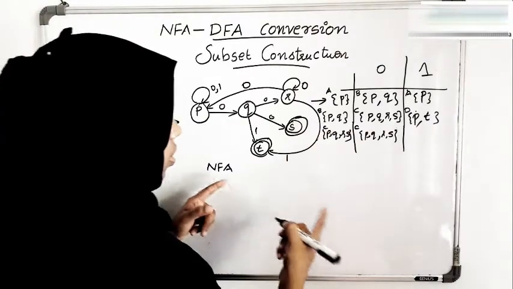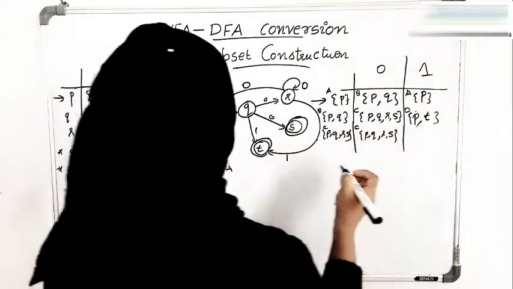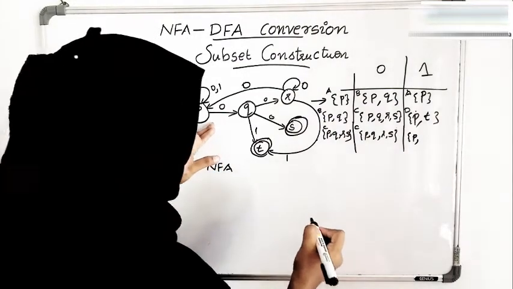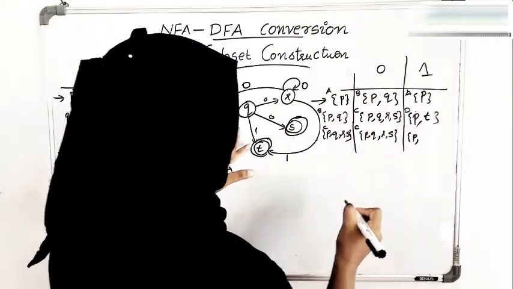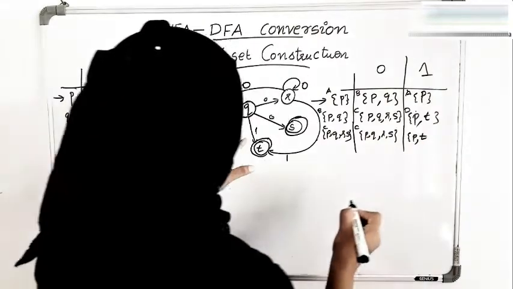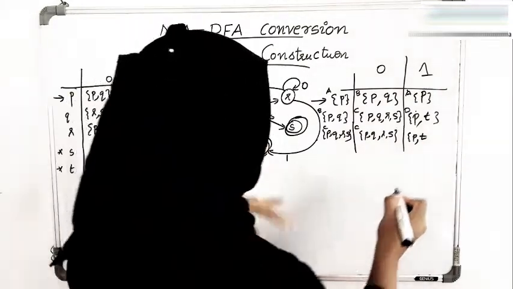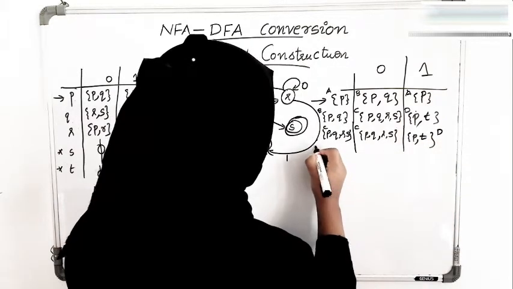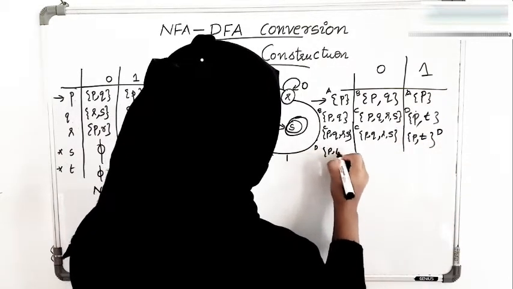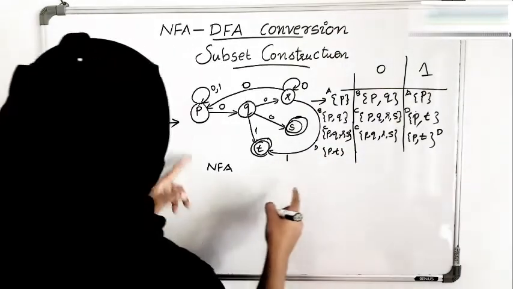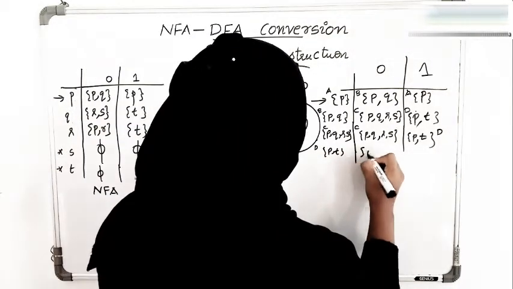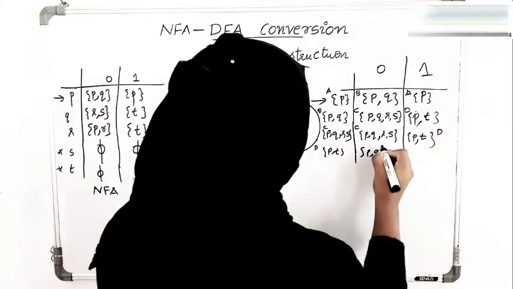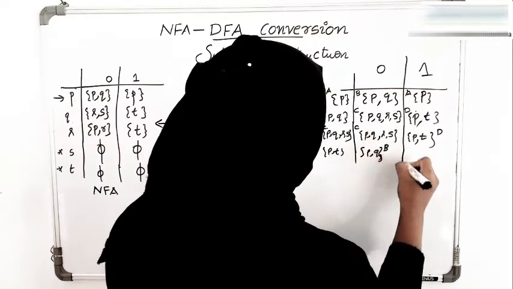Now PQRS on 1. P on 1 gives you P. Now Q on 1 gives you T. Then R on 1 gives you nothing. S on 1 gives you nothing. So this is PT. Let's take D. Now we will take D, which is P comma T, and P on 0 gives you P, Q. T on 0 gives you nothing. So this is PQ, the same state B.